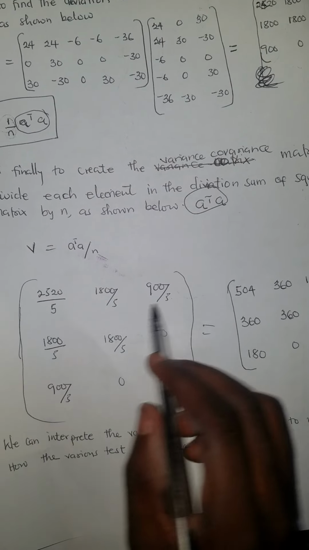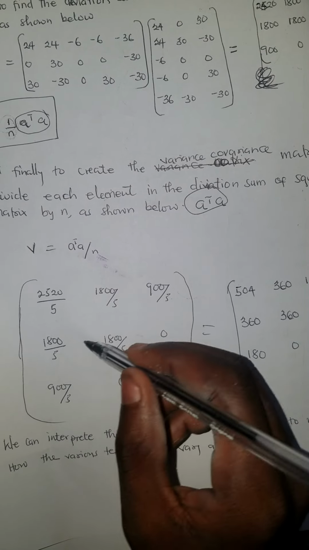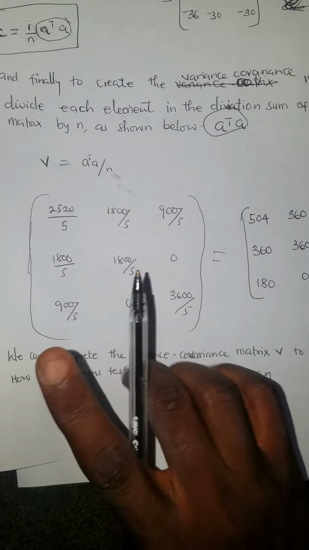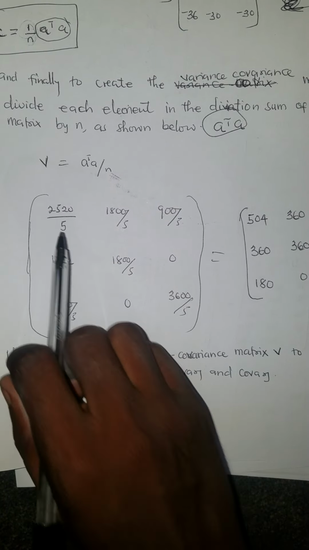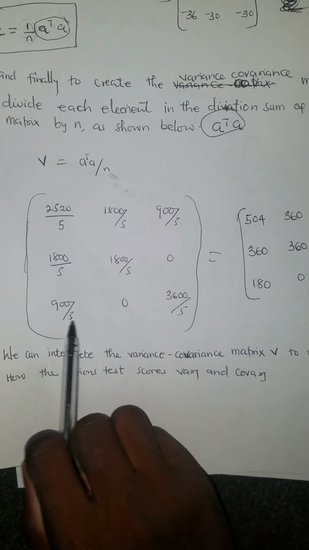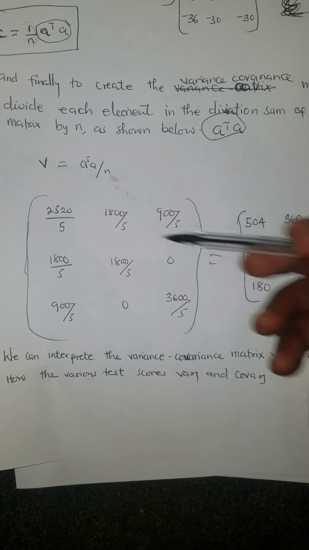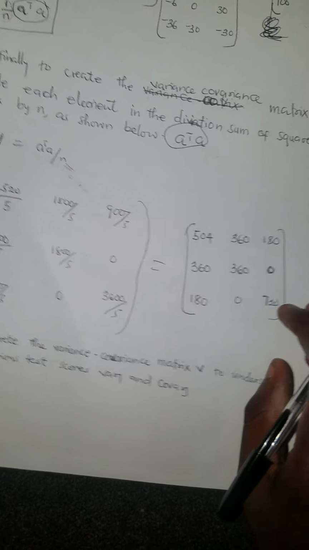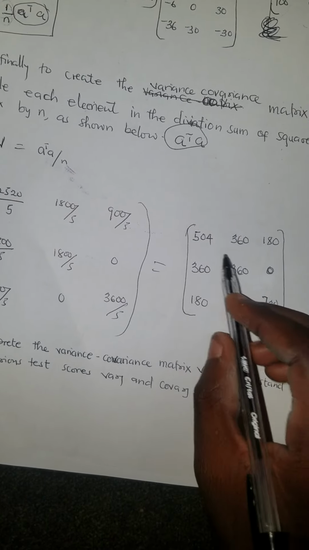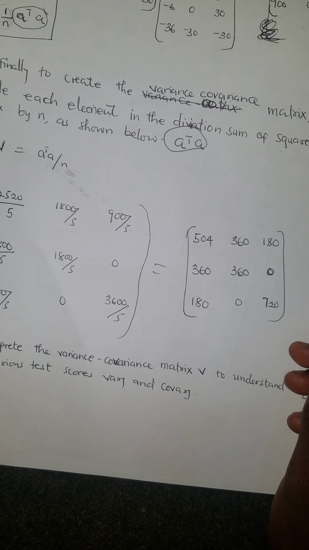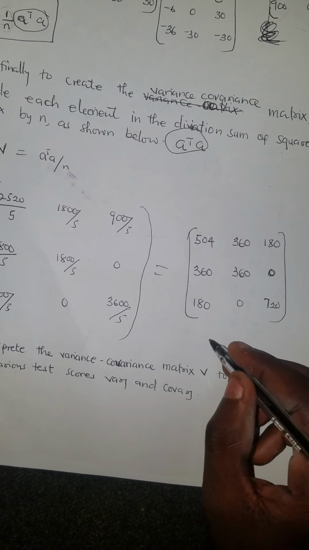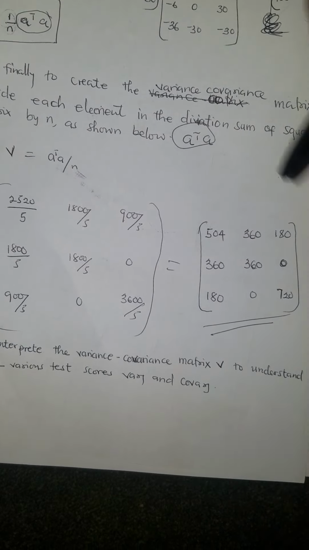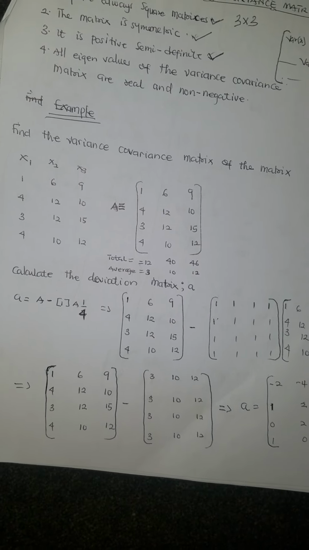So I divided it by n. Dividing it by n, each entry in the matrix will be divided by n, which is 5. So I divided each entry by n, and this is what I had. Now, using a calculator to do your division, this will be the matrix. And this is the matrix we call the variance covariance matrix. Now, this is one example. Let's go to another example.